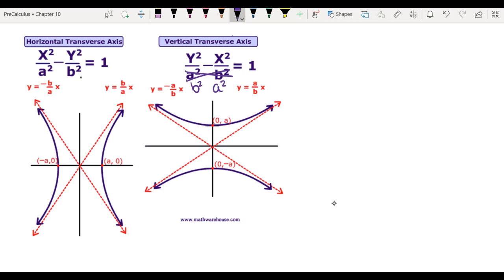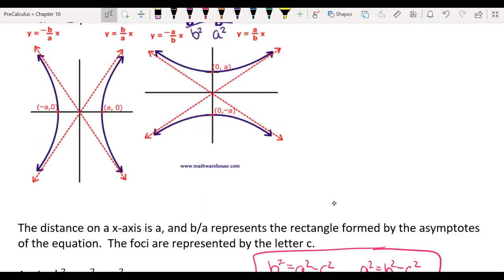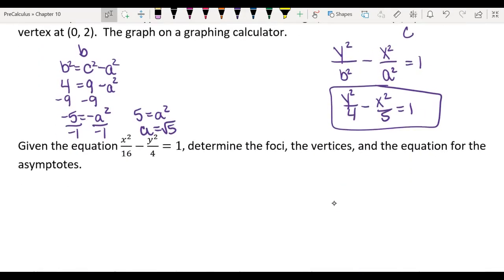So where does that square root of 5 go? A equals square root of 5. Yep. You just discard the square root, because this is a squared. What's the square root of 5 squared? Oh, okay. See what happened? Yep.